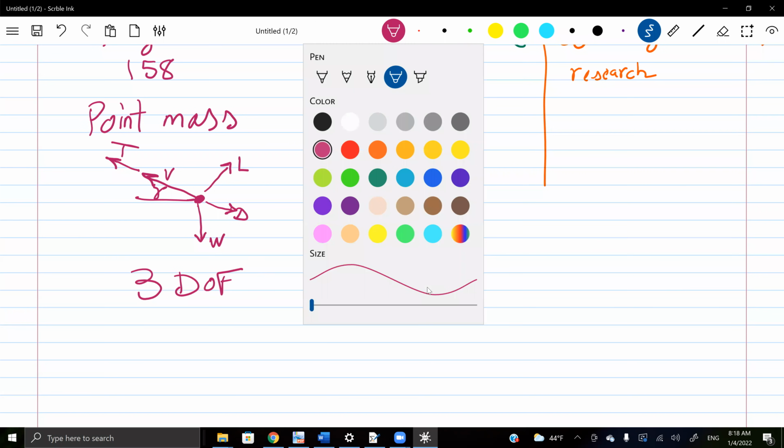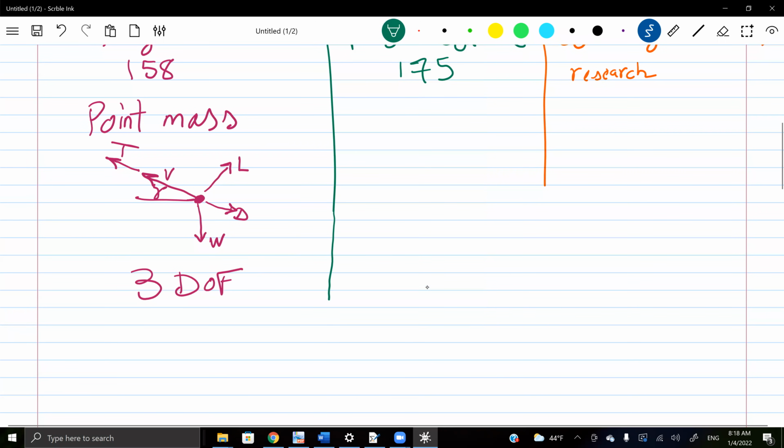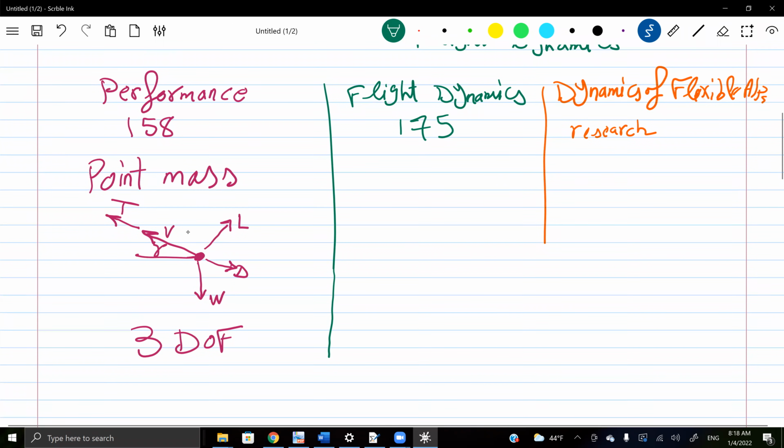And okay, so how is this different from flight dynamics? This is not our concern. In flight dynamics, we do a little bit more advanced analysis in the sense that we treat the airplane as a rigid body. It's not a point mass. So what do I mean by that? If it's a body, I have to sketch the geometry of the body.